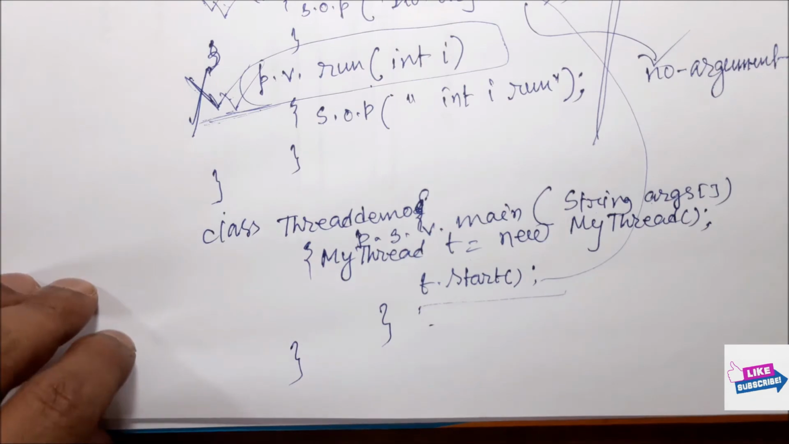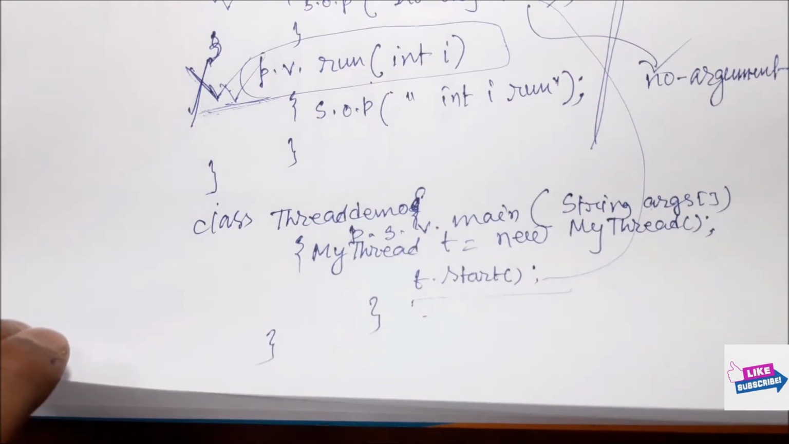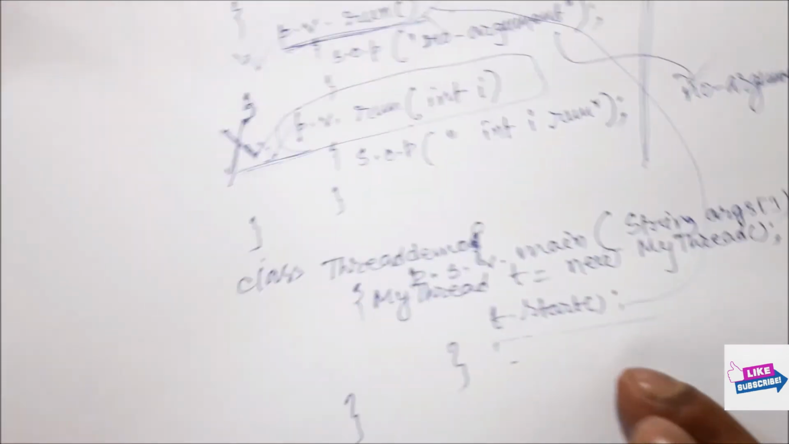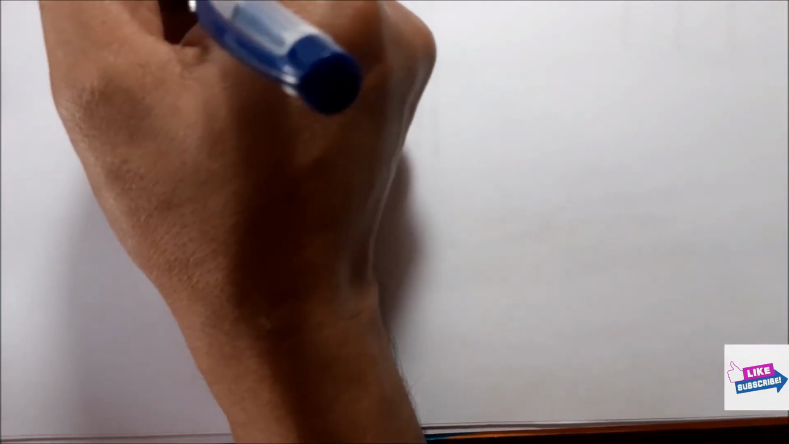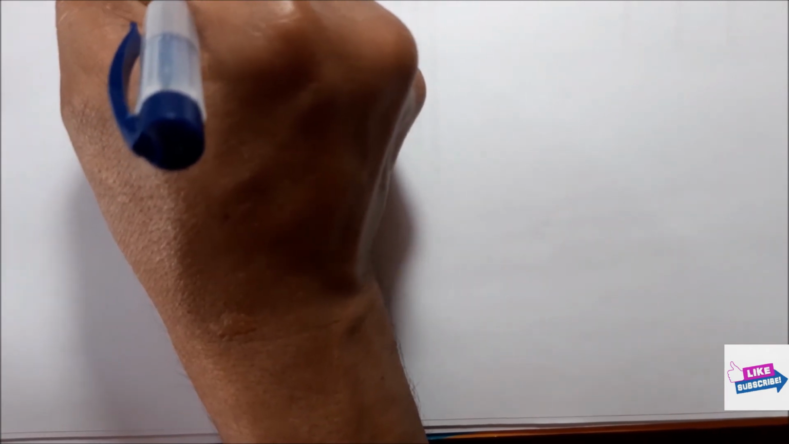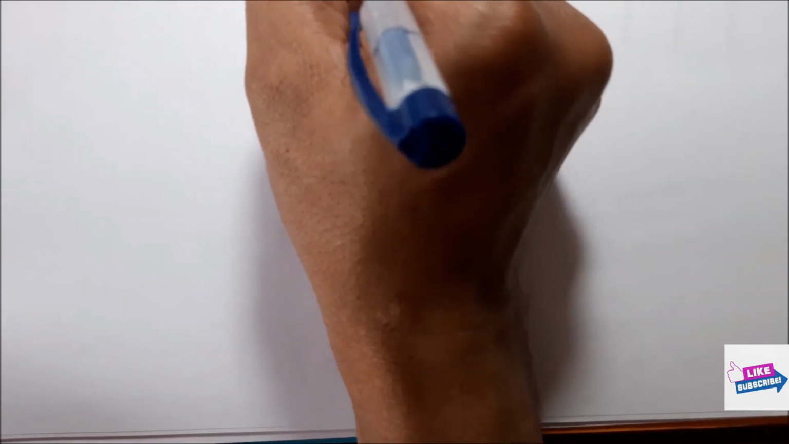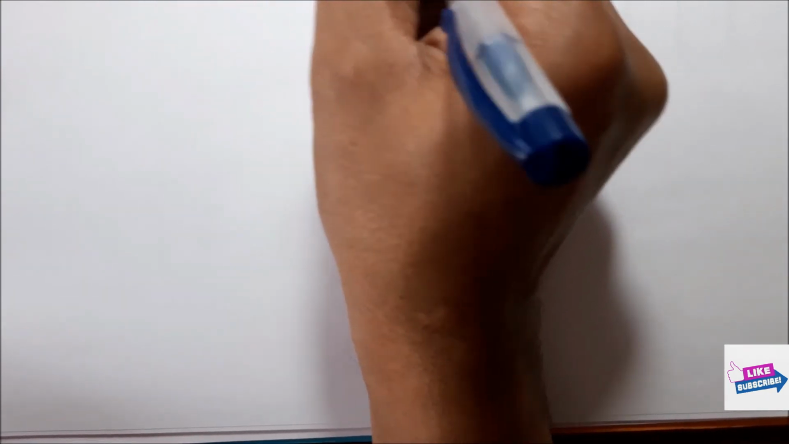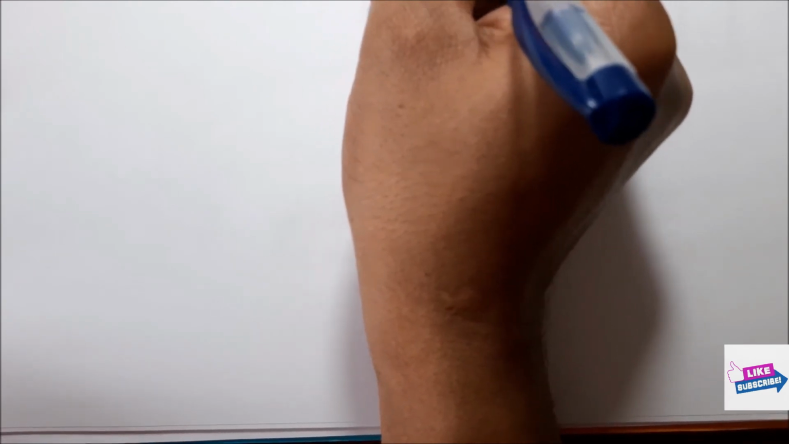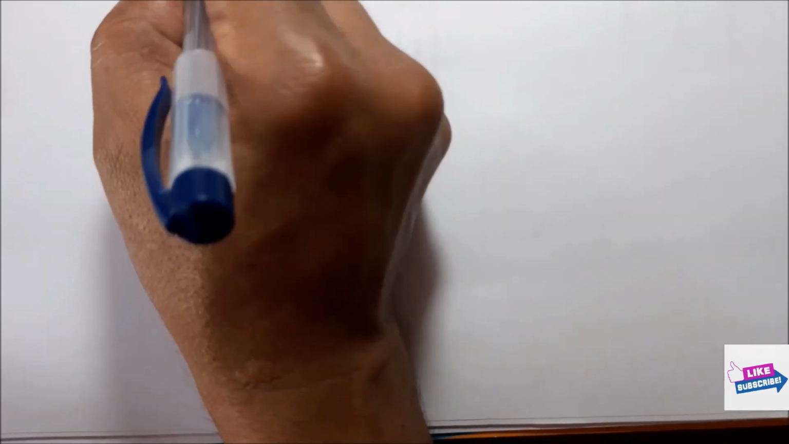Suppose I have not written the run method, what will happen? So I define the class, defining a thread, class MyThread extends Thread, and then we are not writing anything in this class, so nothing is written.